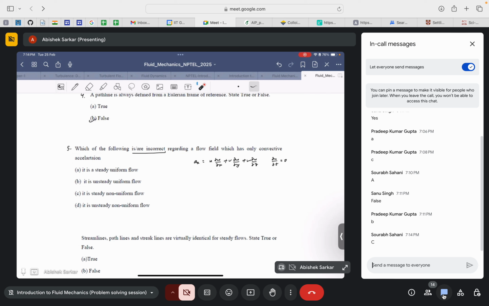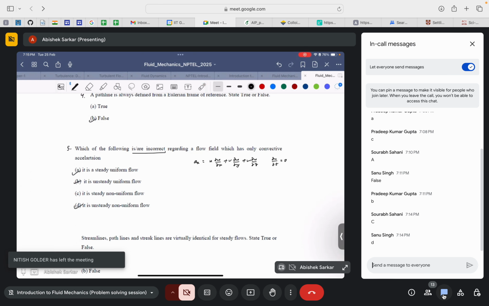Saurabh says C. So is C the correct one or the incorrect one? We want the incorrect options. Saurabh says it's correct, so the other statements are incorrect. Thank you so much. So this is actually the correct answer: options A, B and D are incorrect. How? Let us look into it.